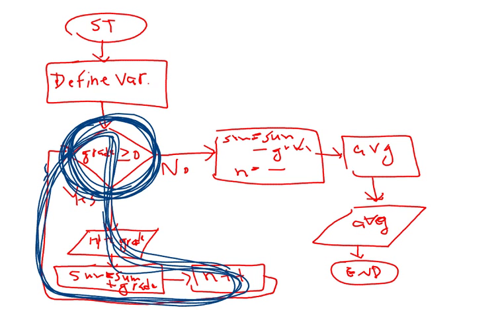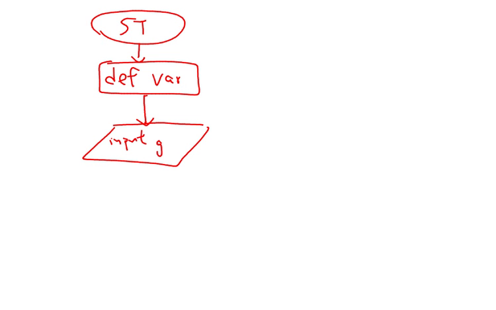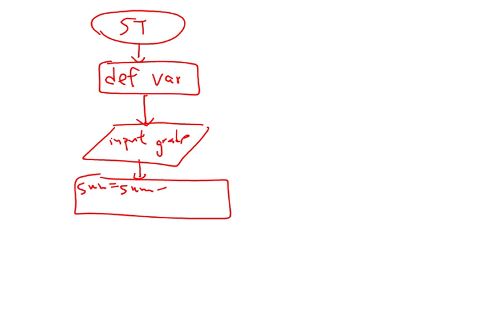If this were a do-while loop, it would change ever so slightly. You have your start, you define your variables, and then you go right into asking for the grade. Input grade. Then you add it to the sum. Sum equals sum plus grade. All right, then you had an n plus plus. Then you checked.